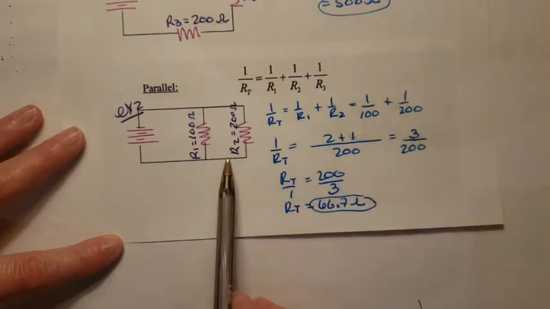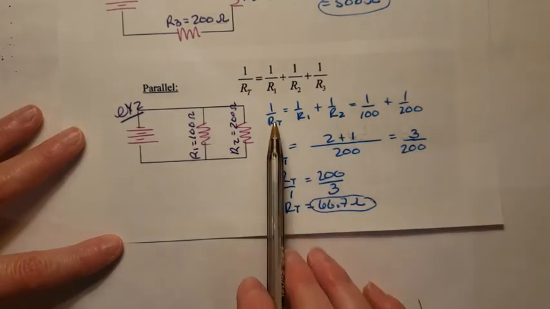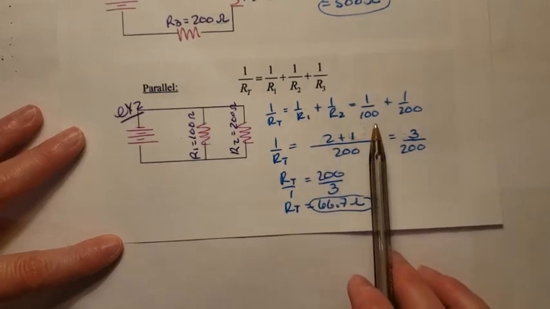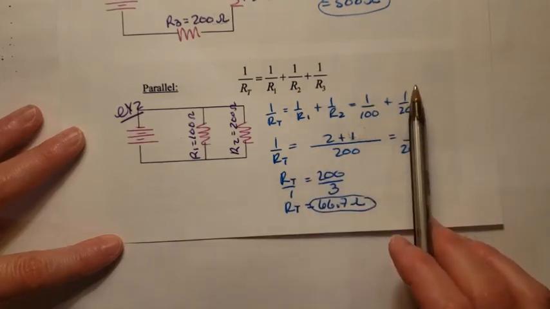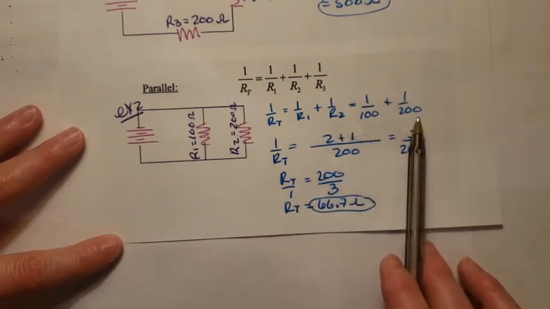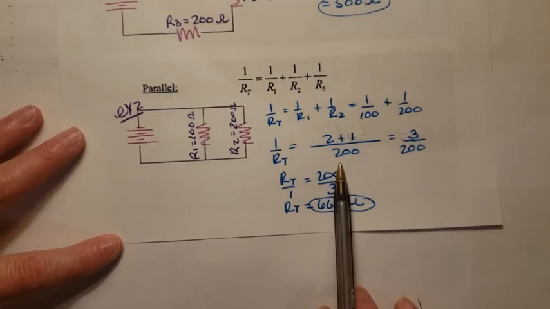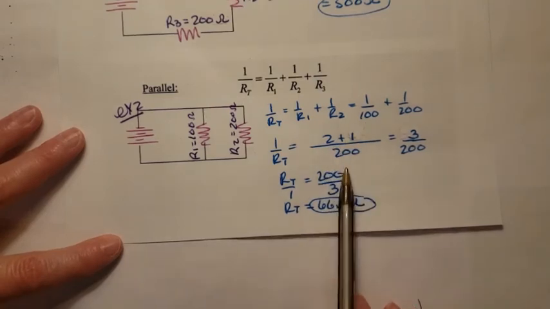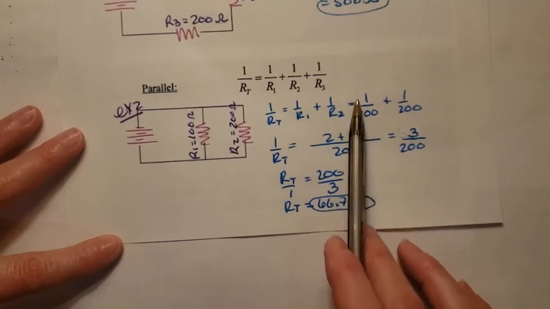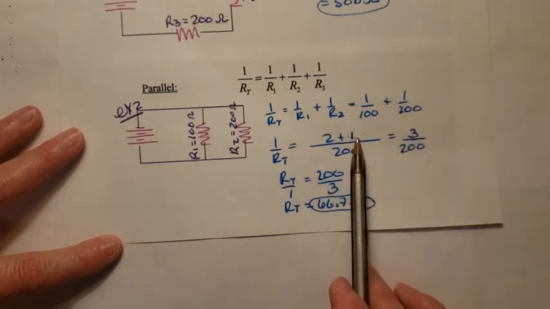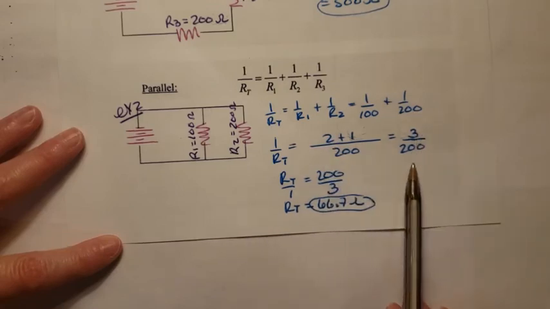In this example here, there's only 2 parts. So I go 1 over R total is equal to 1 over R1 plus 1 over R2. And then I plug my numbers in, 1 over 100, 1 over 200. I'm adding fractions, so I need a common denominator. I'm going to pick 200 as my common denominator. So to make the 100 into a 200, I times the top and bottom by 2. So that's where this 2 comes from. Plus, I didn't do anything to the second one. So I now have 3 over 200.